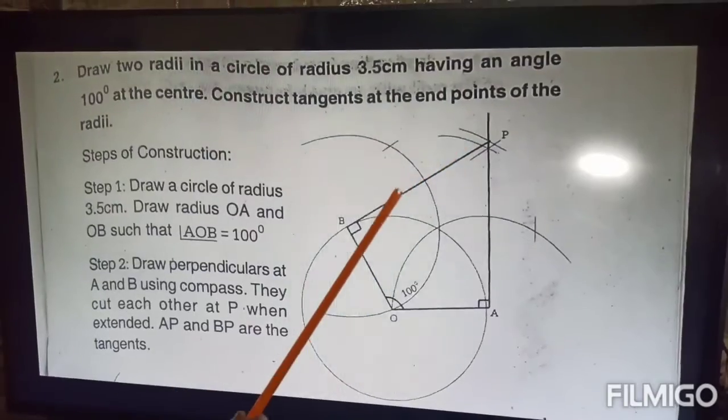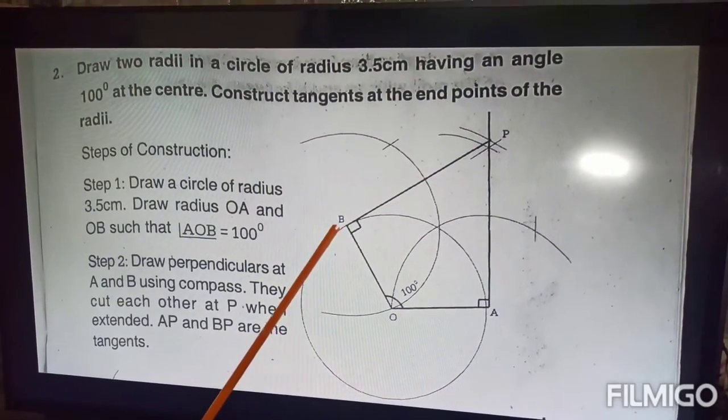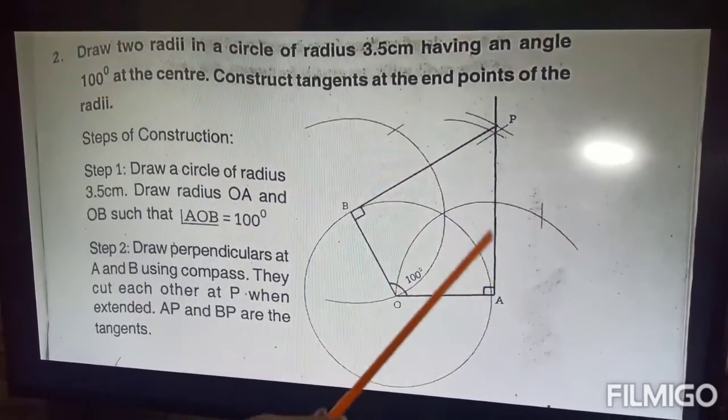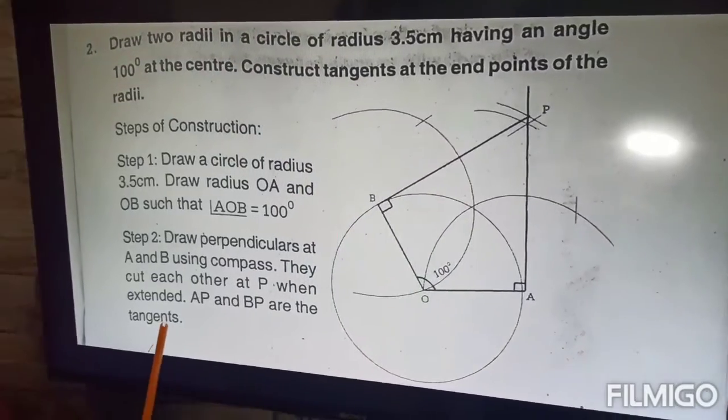Then join those two intersecting points to A and to B. Then we got the tangents. AP and BP are the required tangents.